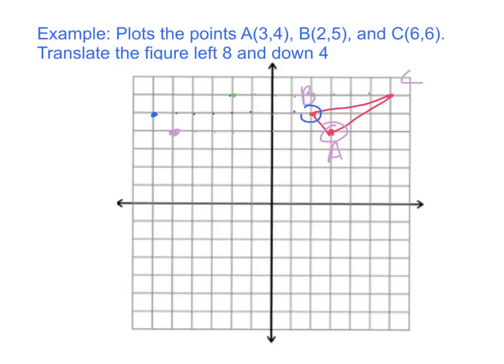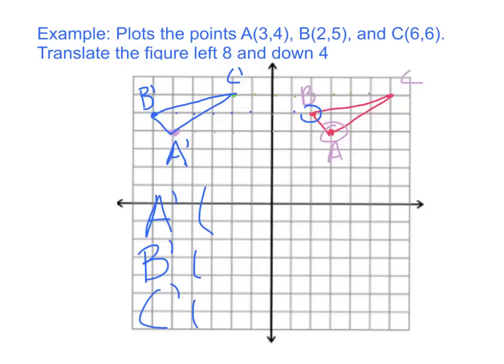And then we can connect our figure. Say A prime, B prime, C prime. And we need to list our points. So I'm just going to list them down here because I don't have a lot of room. But you don't have to put them on your graph.